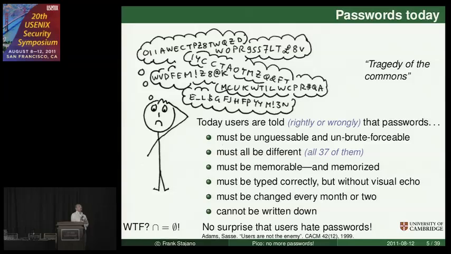So the self-righteous and arrogant security people tell ordinary users that their passwords must be unguessable and unbrute-forceable. Unguessable means you cannot have the name of your pet. It has to be something that cannot be gleaned even by someone who trawls your Facebook page. Unbrute-forceable means they have to be long enough and with enough special characters and all that stuff. They must be all different. If you have 37 different accounts, they have to be all different. If you have more, then more. They must be memorable and memorized because you're not allowed to write them down.